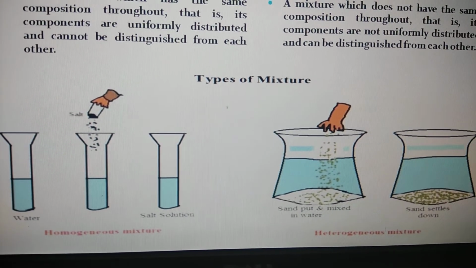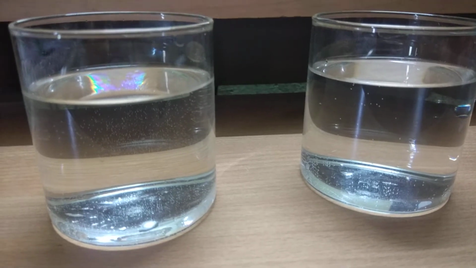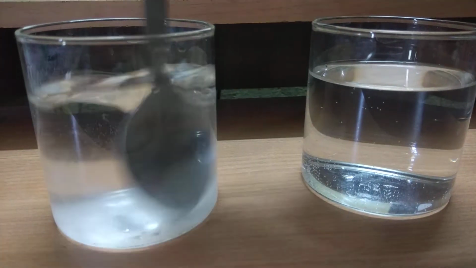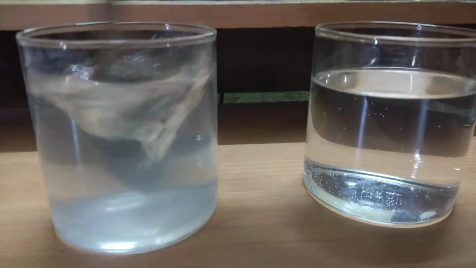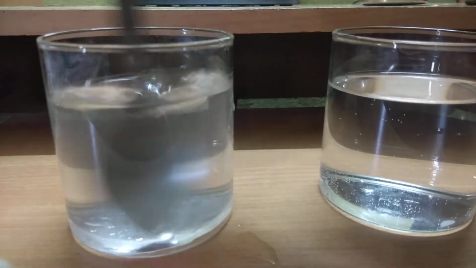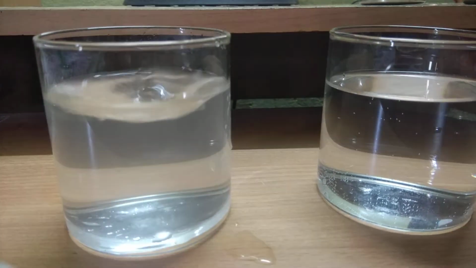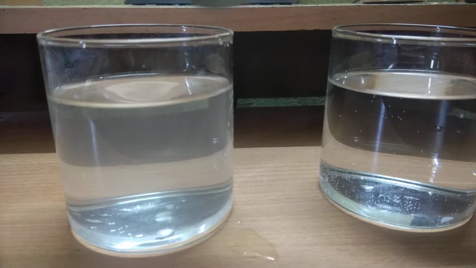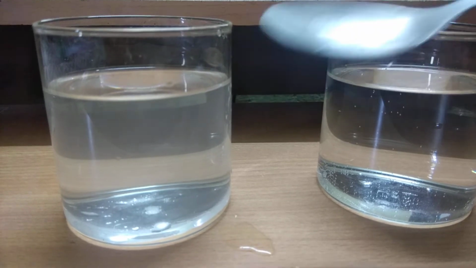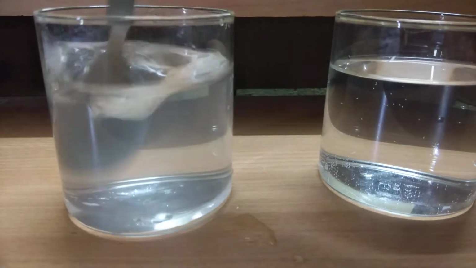So to make these terms clearer, I will do this activity for you. Here students, I have got two glasses of water. In one glass of water, I will add salt and I will stir it properly. And as you can see, the salt is getting dissolved in the water and we'll get again a clear solution. So this solution is a homogeneous mixture where we cannot distinguish between the two components, salt and water. Salt is completely and evenly distributed throughout this glass of water.